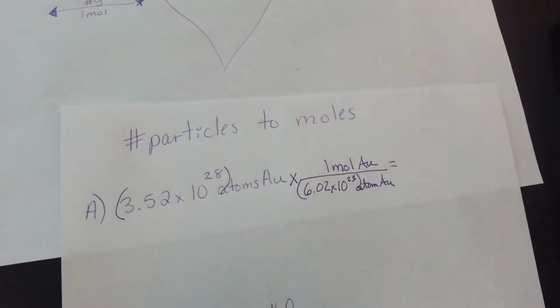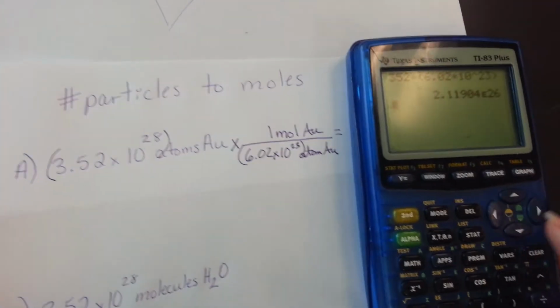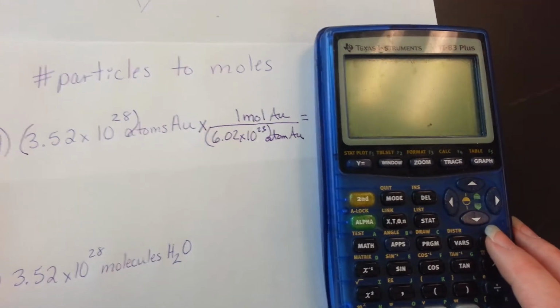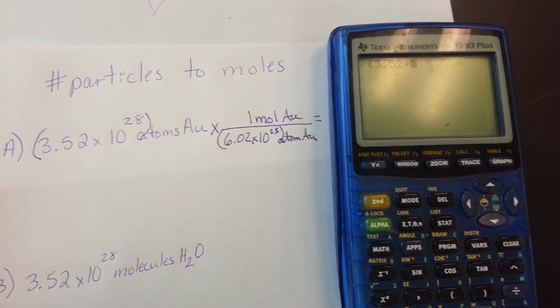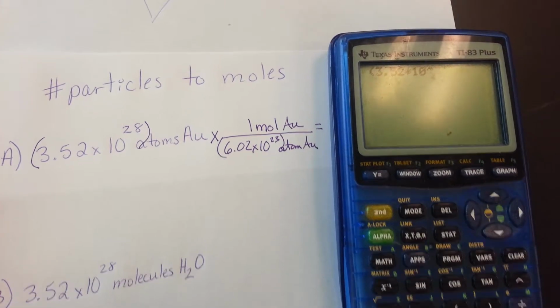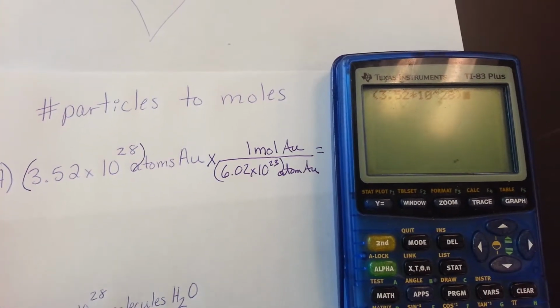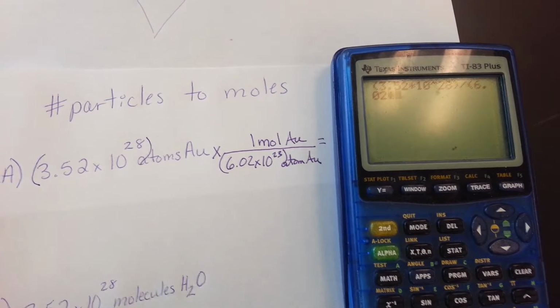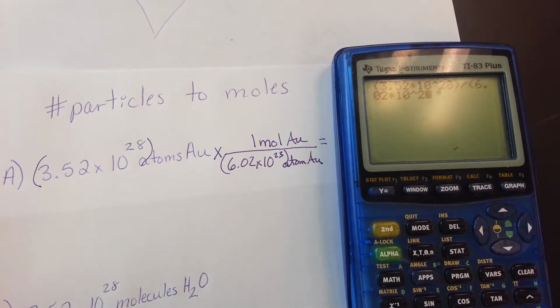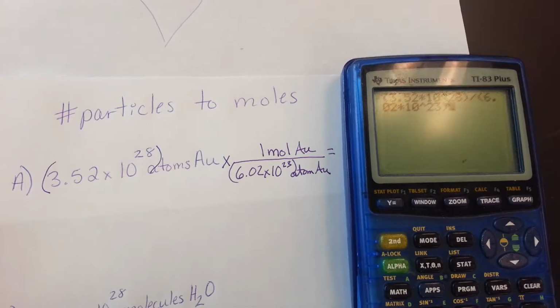And please remember, you always put your parentheses around your scientific notation numbers. Now, we'll do parentheses, 3.52 times 10 to the 28th, close parentheses, divide by, parentheses, 6.02 times 10 to the 23rd, close parentheses, enter. Now that gives us our answer.